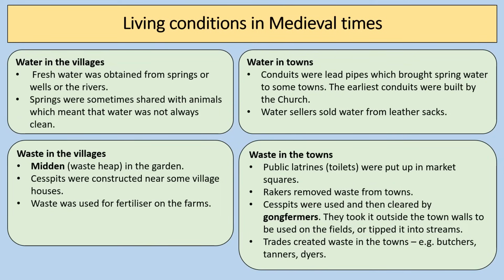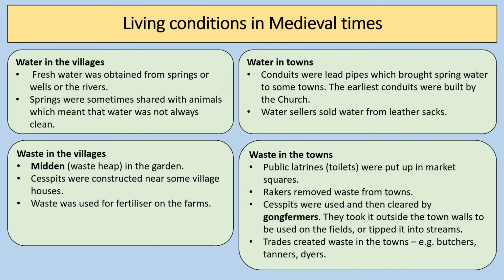So, in terms of water and waste, in the villages, fresh water was obtained from springs or wells, or indeed the rivers. Springs were sometimes shared with animals, which meant that the water was not always clean. In contrast, towns often brought in piped water through what were called conduits, which would have been lead pipes.